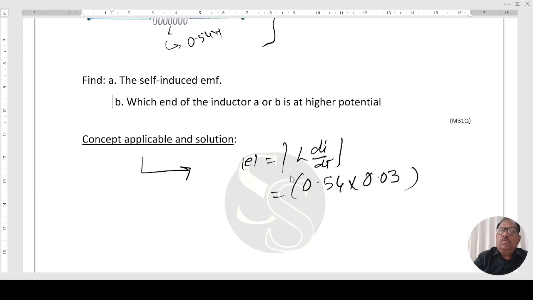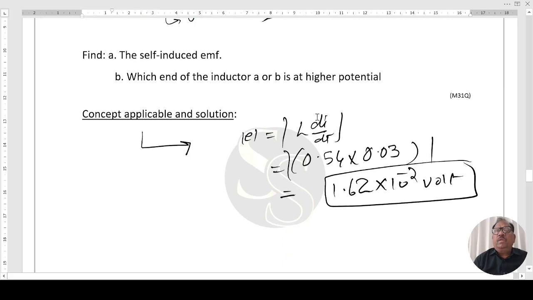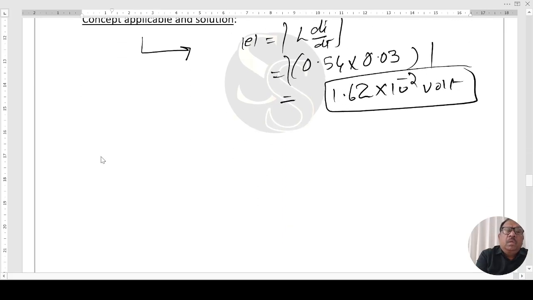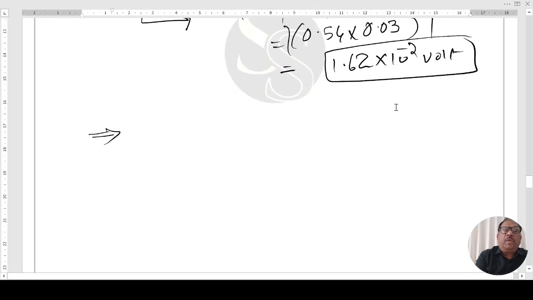You are considering magnitude only. This comes out to be 1.62 into 10 to the power minus 2 volt. Which end of the inductor is at higher potential? Now, current is passing from which point to which point? From B to A.